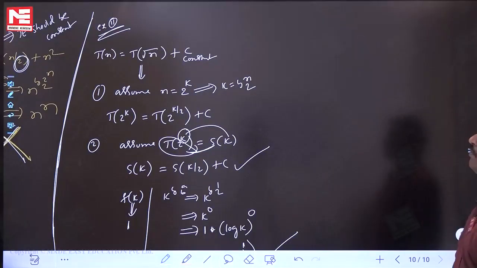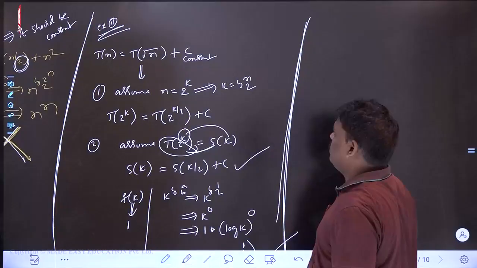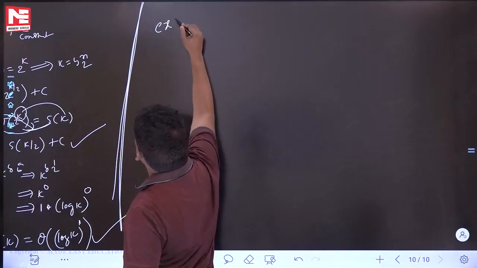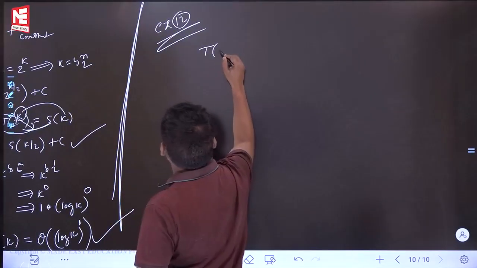Now go to the next one. One more example with this master theorem. Example 12. See this also, if anyone has even a small doubt about the master theorem.